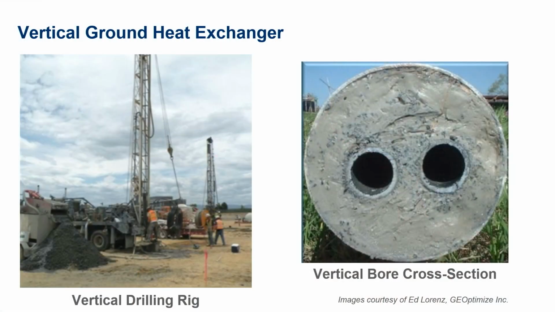Vertical bores are installed by drilling a hole, inserting pipes with a U-bend at the bottom, and then filling the hole with grout. The grout seals the bore, preventing surface contamination from getting into the ground or the water aquifer. The grout also transfers heat from the pipes to the ground. High-performance grouts are available with additives that improve the thermal conductivity.